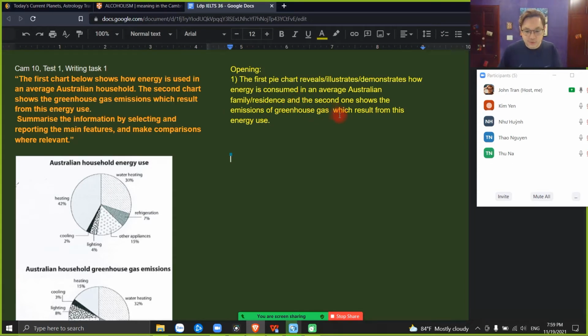Emission of greenhouse gas, which result from this energy use. Cái kết quả từ là kết quả từ, thì chúng ta có thể nói là nó nguồn gốc rễ từ which originates from. Cái chỗ này nó là số nhiều tại vì emission is plural already, see? So this one originate is plural also. Nó cũng phải số nhiều ở đây luôn. Originate from or stem from this energy use. Mà có nguồn gốc từ cái sự sử dụng năng lượng này. Okay, that is the first way, okay?